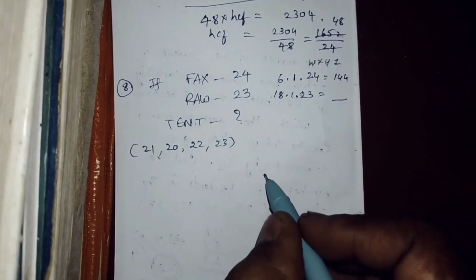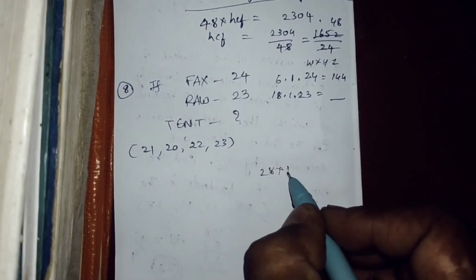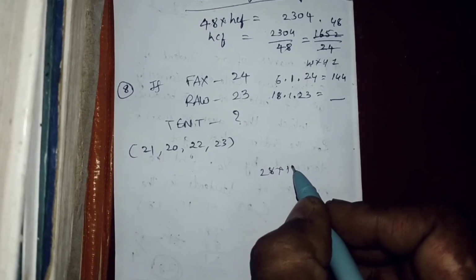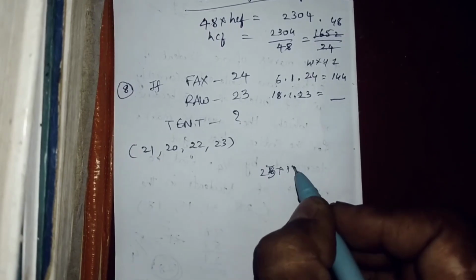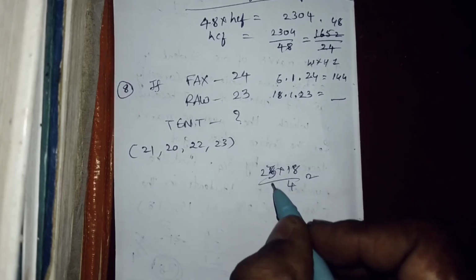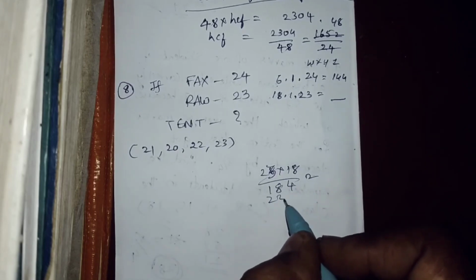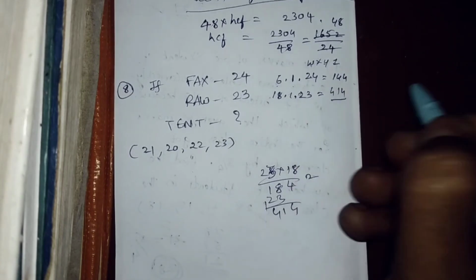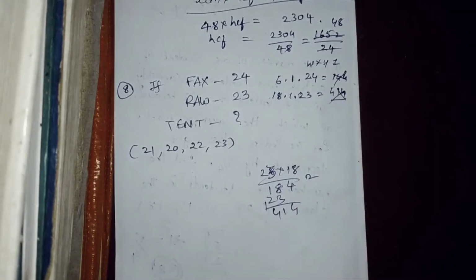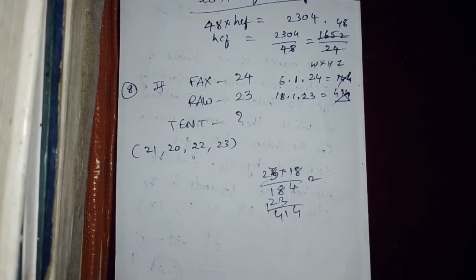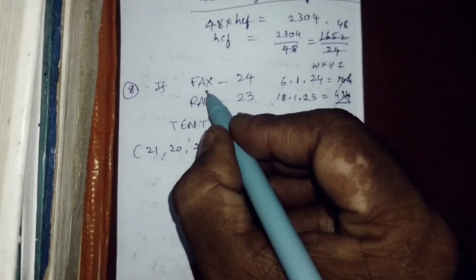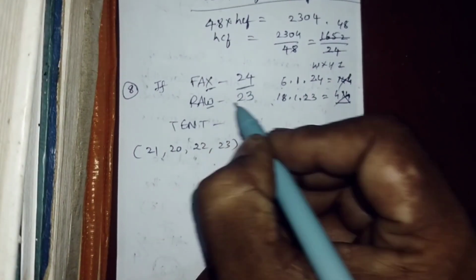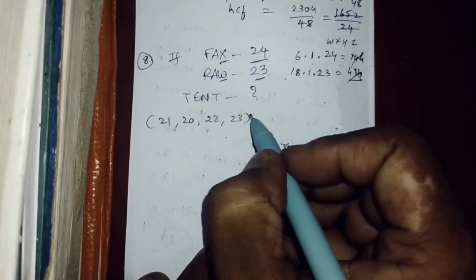I got 23 into 18. I am solving it here. 23 into 18, 8 twos are 16, something like that. So it's nowhere related to the given option. So last X is 24. He wrote W is 23. So automatically tent.